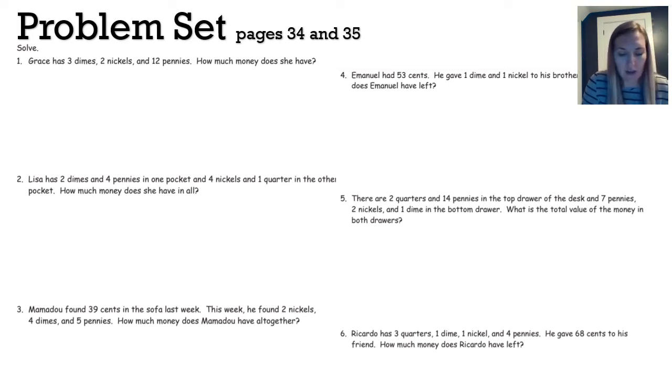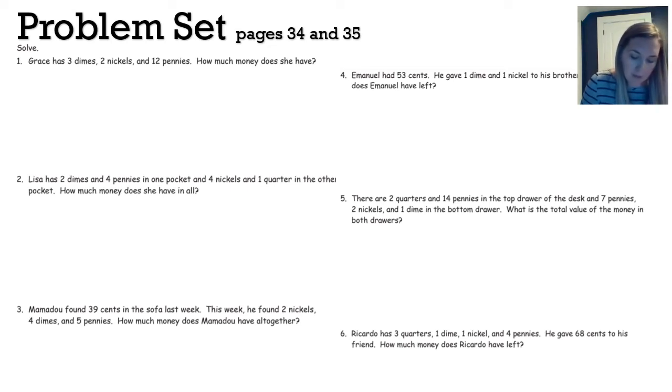Grace has 3 dimes, 2 nickels, and 12 pennies. How much money does she have? This is very similar to our first practice problem we just did. This is just one step. Good luck. Problem 2. Lisa has 2 dimes, 4 pennies in one pocket, and 4 nickels and 1 quarter in the other pocket. How much money does she have in all? Again, spicing it up a little bit. I see more coins you need to solve for.